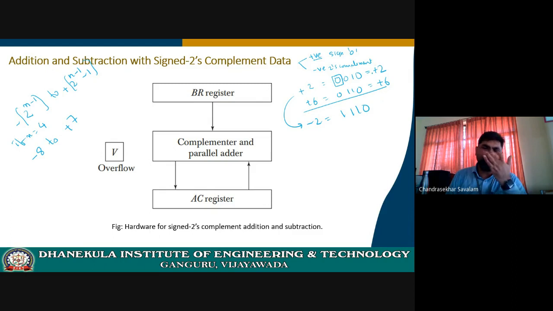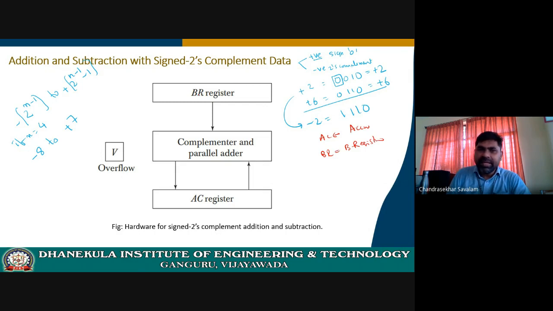How are you going to do it here, students? We already know, because we used this 2's complement in sign magnitude representation also. So you want to do addition. See, there are BR and AC. AC means accumulator register, and BR means B register. Okay, don't confuse.